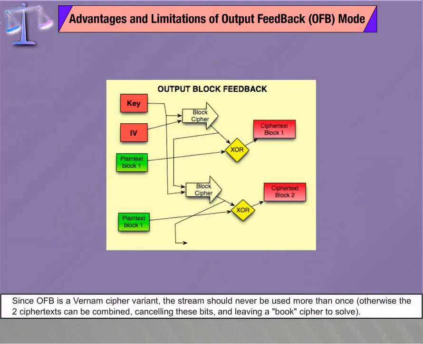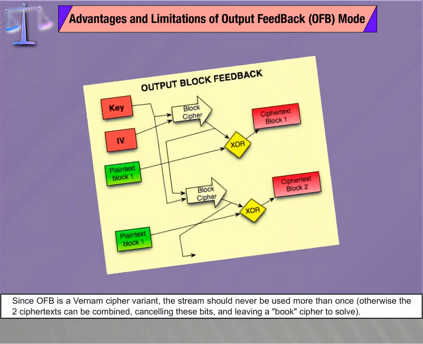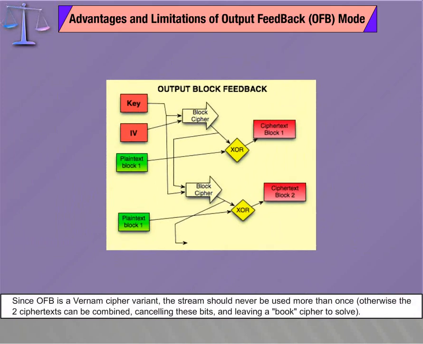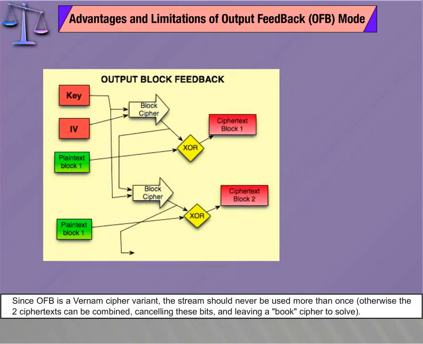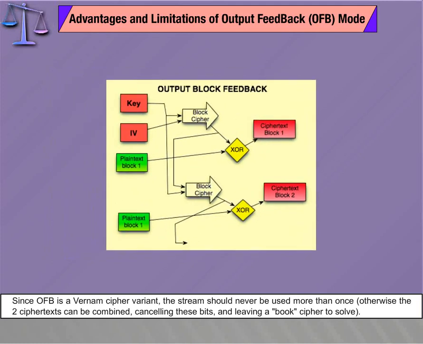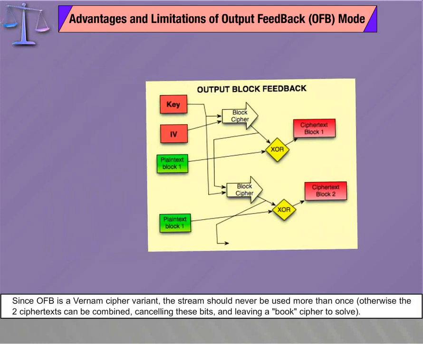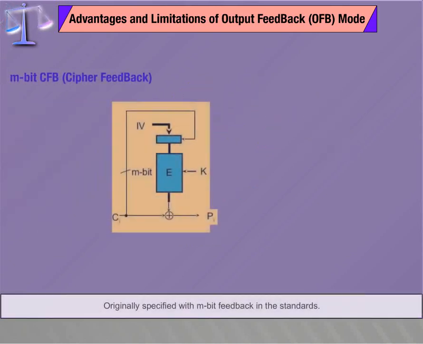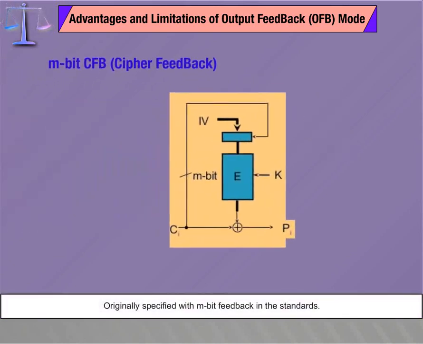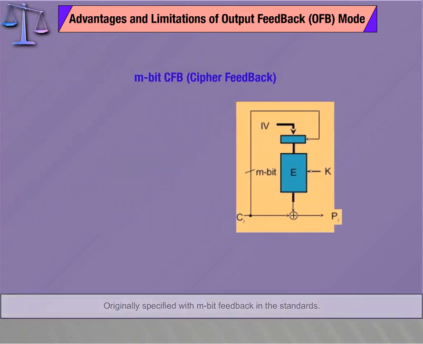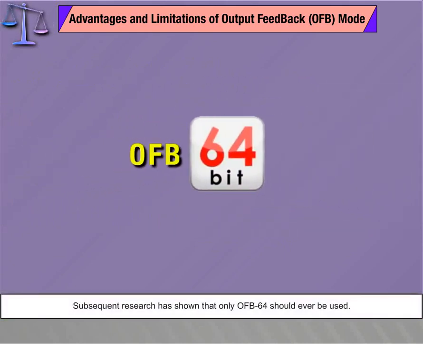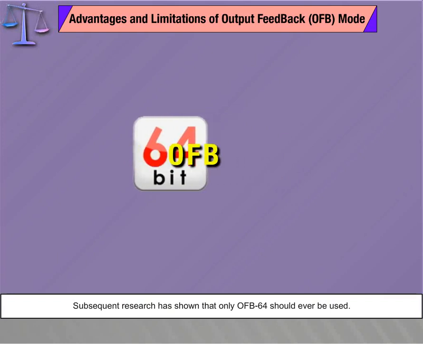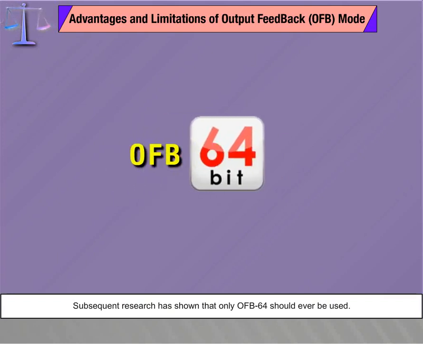Since OFB is a Vernam cipher variant, the stream should never be used more than once, otherwise the two ciphertexts can be combined, cancelling these bits and leaving a book cipher to solve. Sender and receiver need to remain in sync or all data is lost. It was originally specified with m-bit feedback in the standards. Subsequent research has shown that only OFB64 should ever be used.